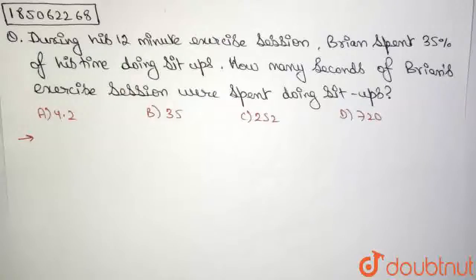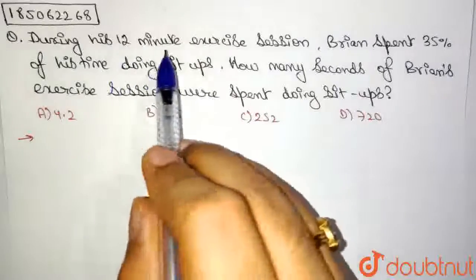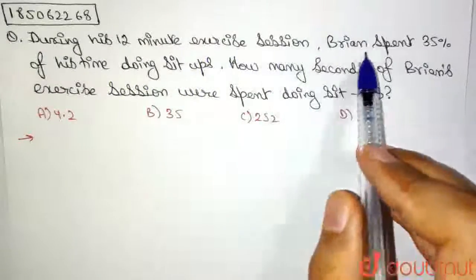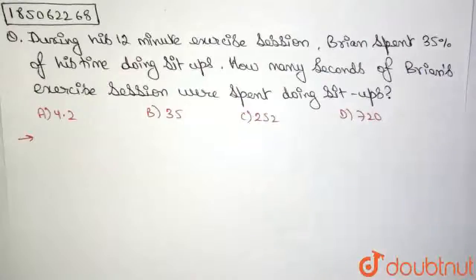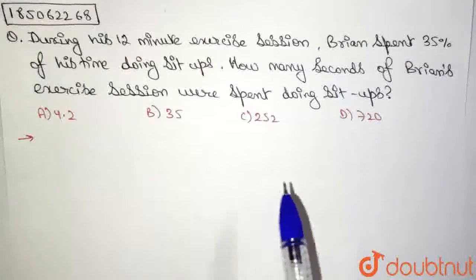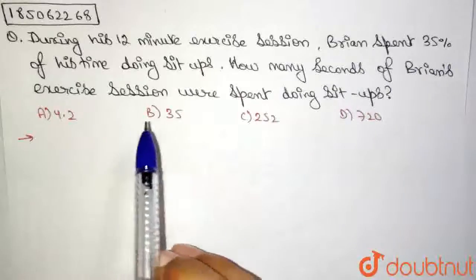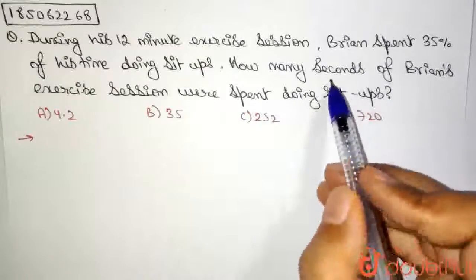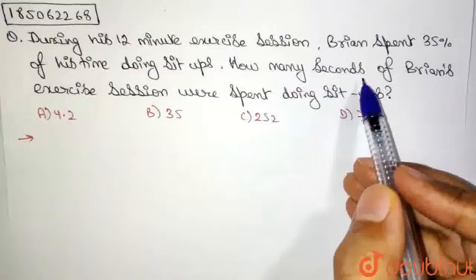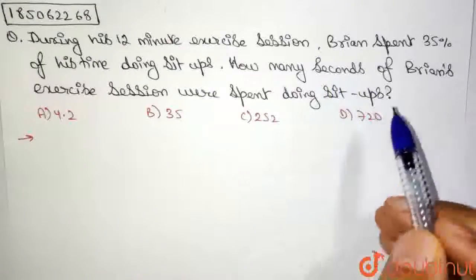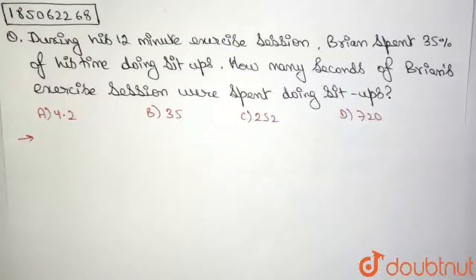Hello friends, welcome. The question states, during his 12-minute exercise session, Brian spent 35% of his time doing sit-ups. So, in a 12-minute exercise session, he spent 35% of his time doing sit-ups. How many seconds? So the answer has been asked in a different unit. Seconds of Brian's exercise session were spent doing sit-ups.